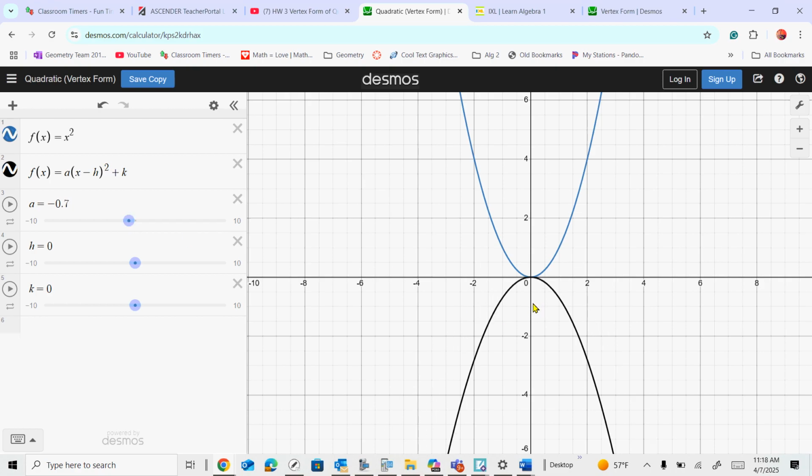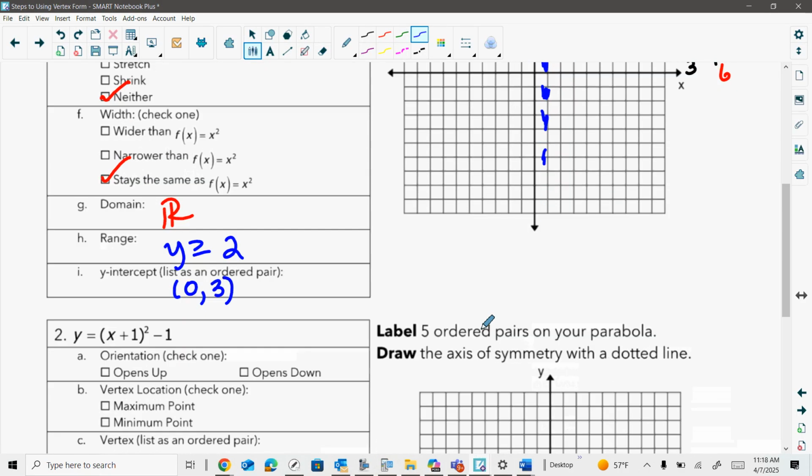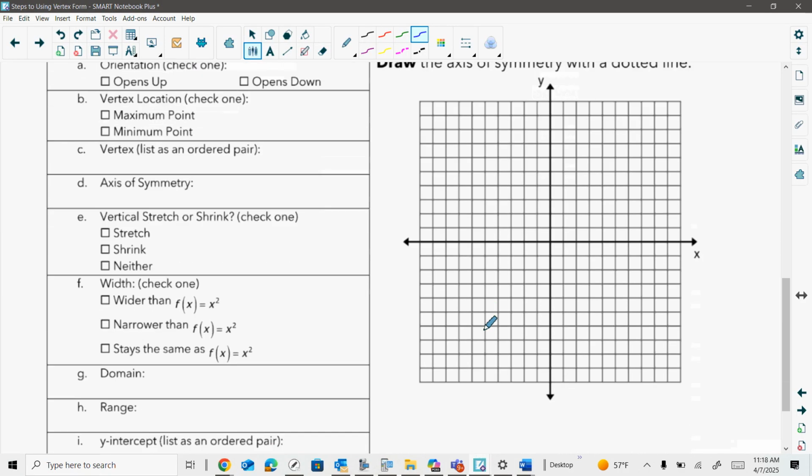Do y'all understand that? Okay, so what you're going to do is you're going to finish this problem. This is what we're going to check tomorrow at the beginning of class. All right.